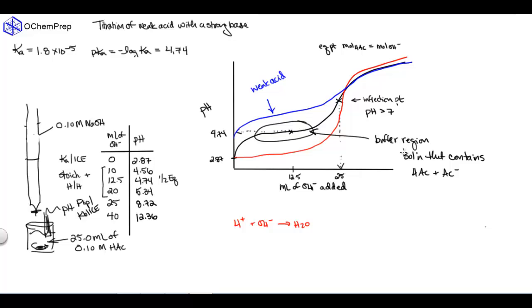Okay, I think we're done with that. And in the next video, we're just going to walk through what happens if we titrate a weak base with a strong acid.